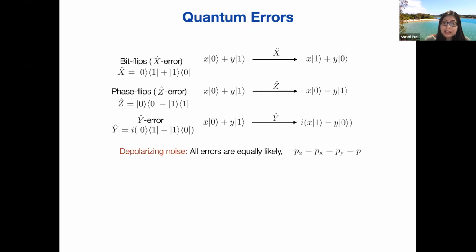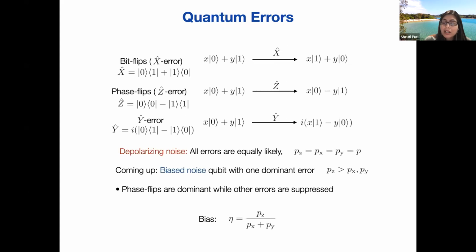The most commonly studied noise model is a depolarizing noise model, in which you assume that all these three errors happen with equal probability. So the probability of a Z error is the same as the probability of an X error, is the same as the probability of a Y error. However, there are many qubit platforms in which the noise is biased. That is, one error is more common than the others. So we will look at a particular qubit in which the probability of Z errors is more likely than the probability of X and Y errors.